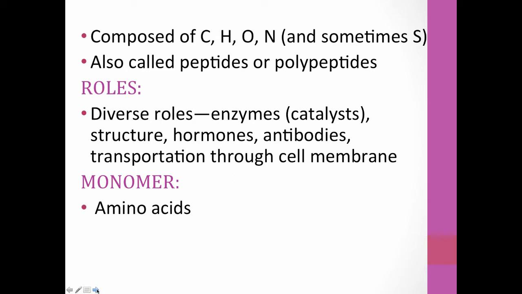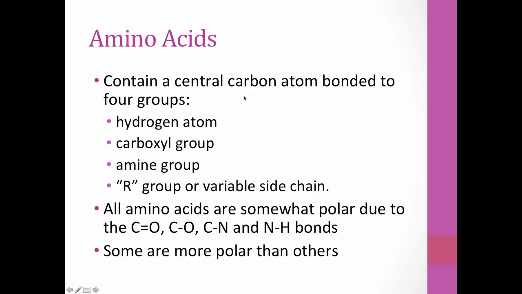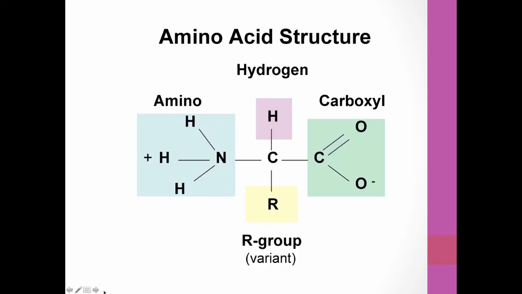Monomers are amino acids. And they're called amino acids because they contain a central carbon atom bonded to an acid group, so a carboxyl or organic acid group, and an amine group, as well as a hydrogen. And then the fourth component on that central carbon atom is an R group or variable side chain. And all amino acids are going to be at least a little bit polar because of the acid group, which is very polar, and the C-N and N-H bonds are also polar. But some are more polar than others, and that has to do with their R group.